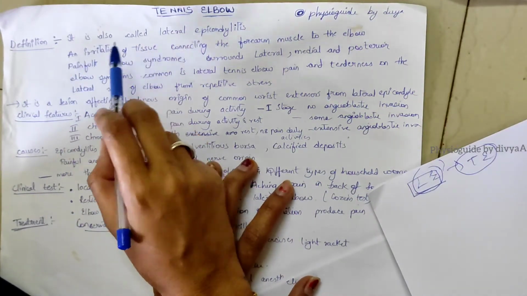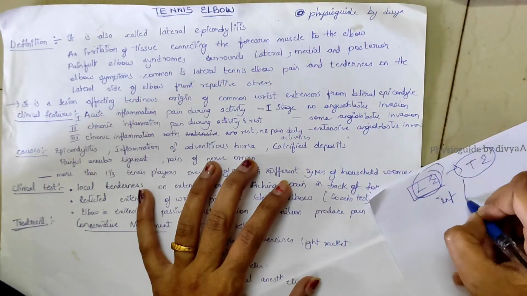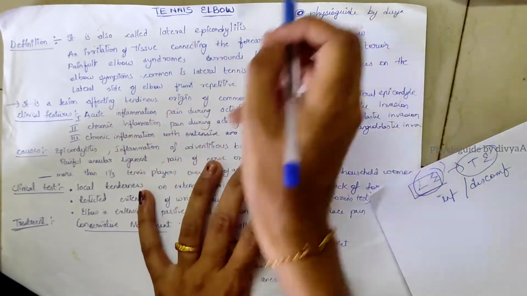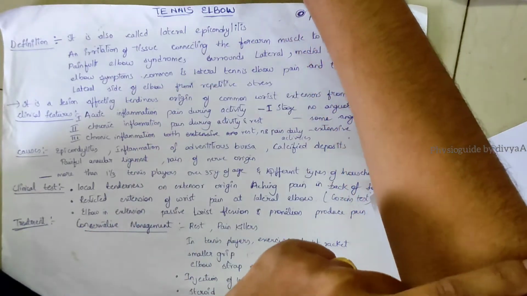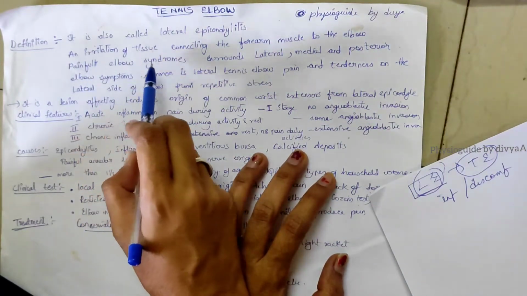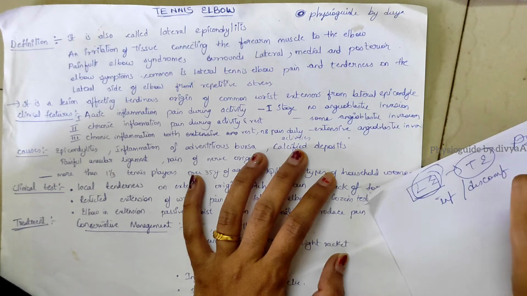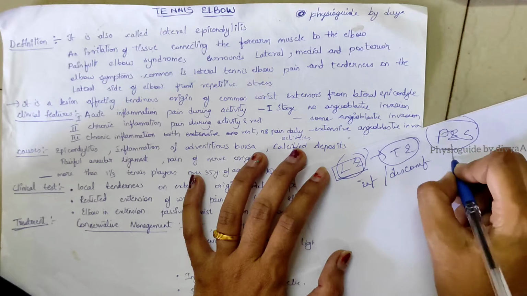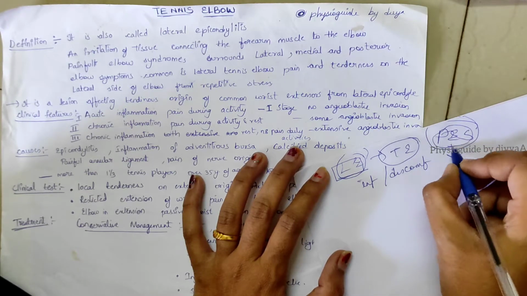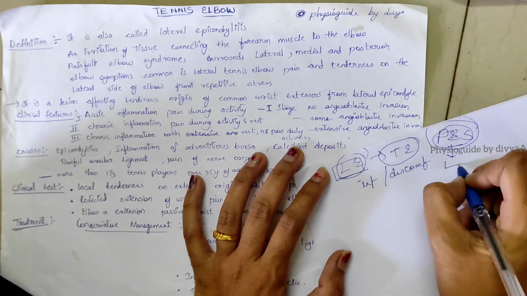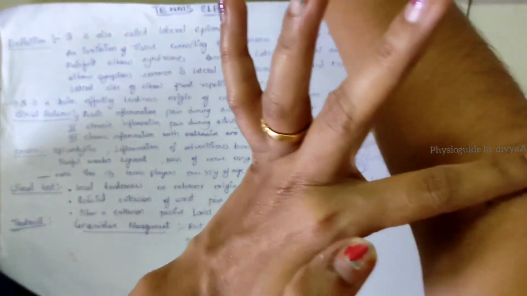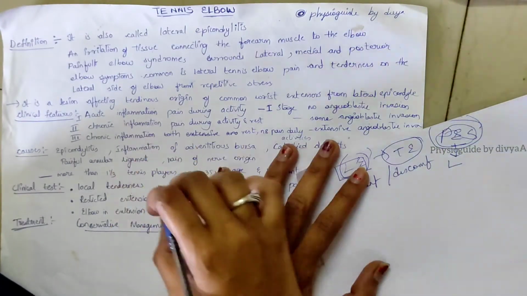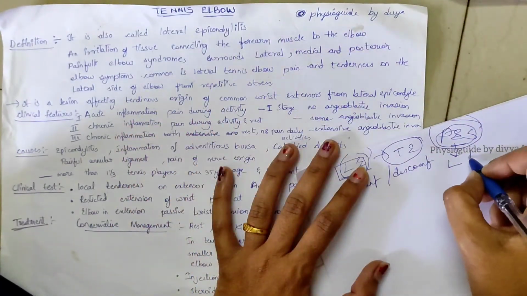An irritation of tissue. Irritation means inflammation and the discomfort the patient feels. So it is an irritation of the tissue connecting the forearm muscles to the elbow, and it is known as painful elbow syndrome. It surrounds the lateral side, medial side, and posterior side of the elbow. The most common is lateral tennis elbow pain.